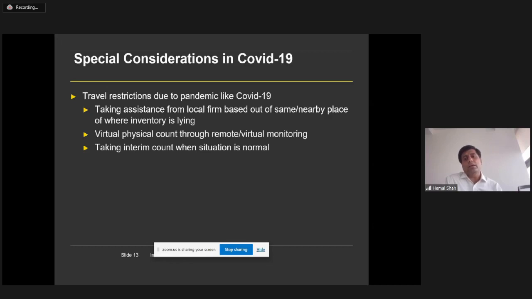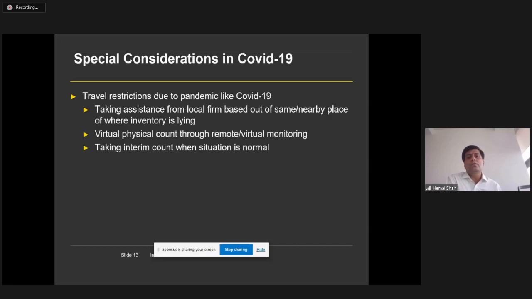So if there are red flags, definitely the auditor should not do virtual only. Then the auditor should perform some other alternate procedure. And third, in this kind of scenario where there is a lot of uncertainty, don't wait only for the year end. What we have done this year, in January and February, when the situation was quite normal, is we did not wait for March 31st.